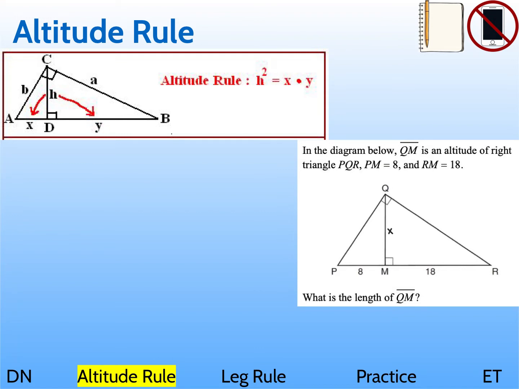So if we look over at our example here on the right, we have the altitude, which is x. So with that x, we're just going to do x squared because that's the altitude. And then that equals the two parts of the hypotenuse here. So 8 times 18. So all you have to do now is just multiply 8 times 18, you get 144, and then take a square root, and you get x equals 12.